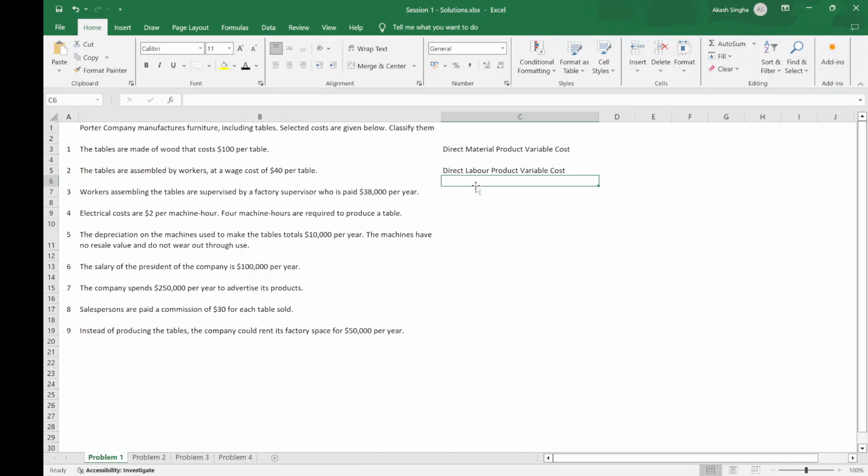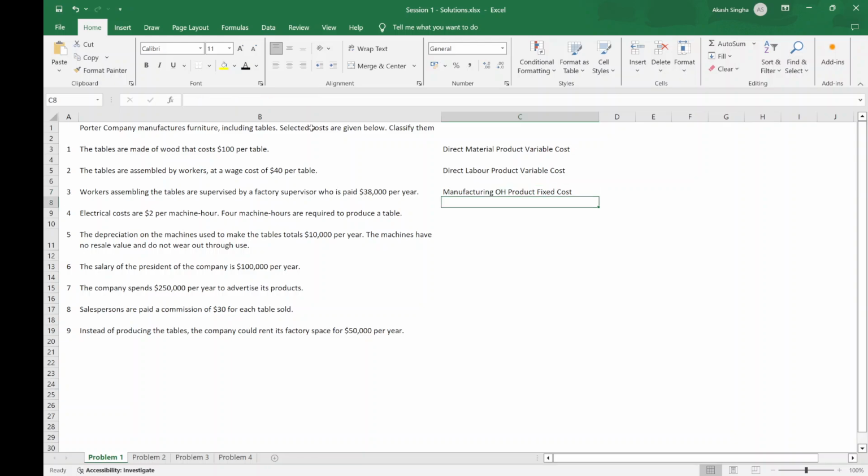Workers assembling the tables are supervised by a factory supervisor who is paid 38,000 per year. So this won't be direct, so indirect, and period and fixed. So yeah, it's indirect manufacturing overhead to be exact, product, and okay, it's product. Hmm, I guess I don't know.